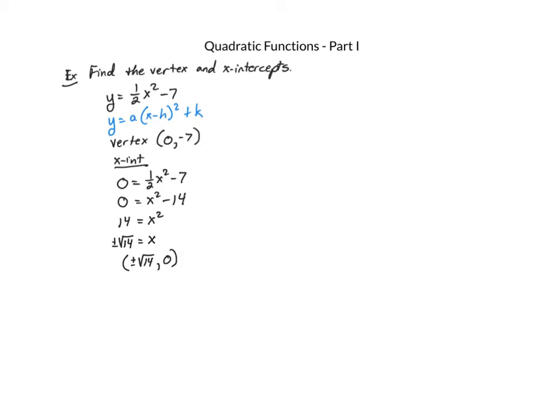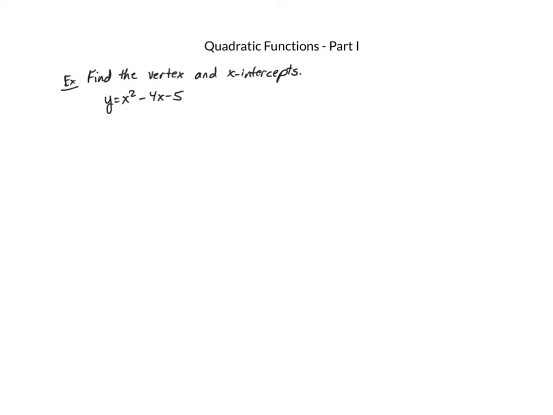So we could do a very quick and reasonable sketch of this just using the vertex and x-intercepts. The vertex is at (0, -7), which is of course also the y-intercept. And our x-intercepts are at square root of 14 and negative square root of 14. And we draw our parabola. It should be a little bit smoother down here at the vertex. And this one is complete.